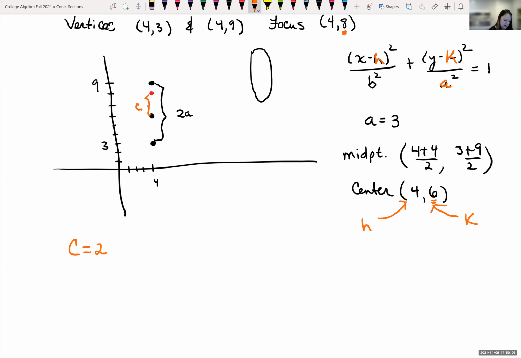So recall that c squared equals a squared minus b squared. So we have enough information now to figure out what b is. And we can even just keep it as b squared because that's what we want to plug in. So c squared, 2 squared is 4, equals a squared. a we said was 3, so 3 squared is 9 minus b squared. Let's subtract 9 on both sides. So we get negative b squared equals negative 5, or b squared equals 5.